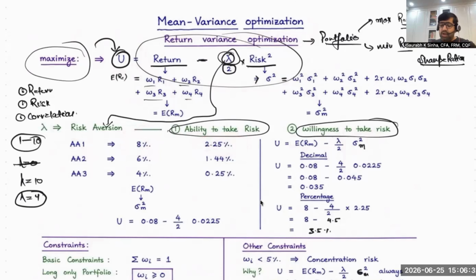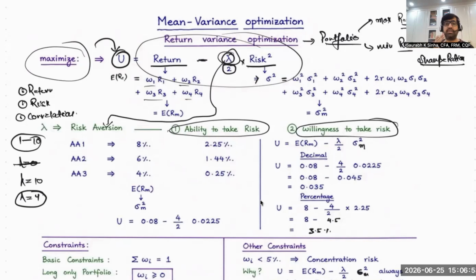I will put down 0.08 minus 4 upon 2 into 0.00225. And I will find what? I will find my utility, that is 3.5. I'll do this exercise for this as well, and I will do this exercise for this as well. And I'll try to find out which asset allocation.